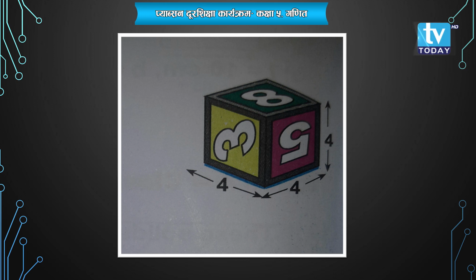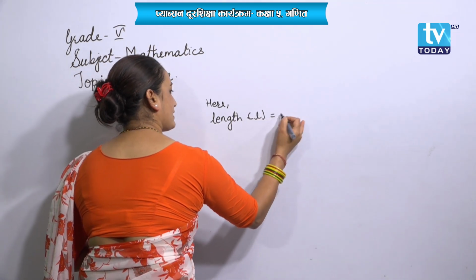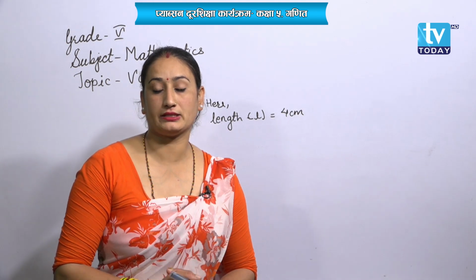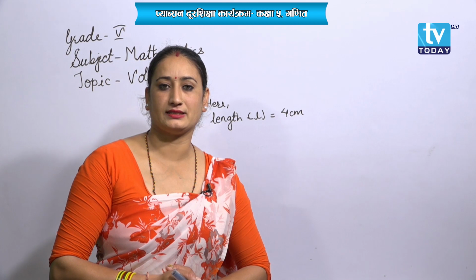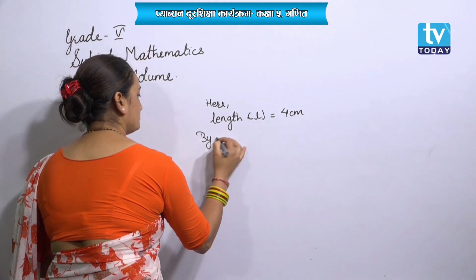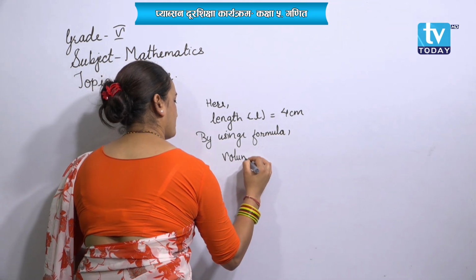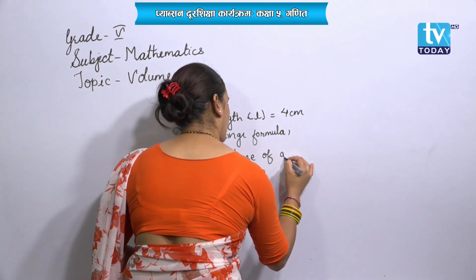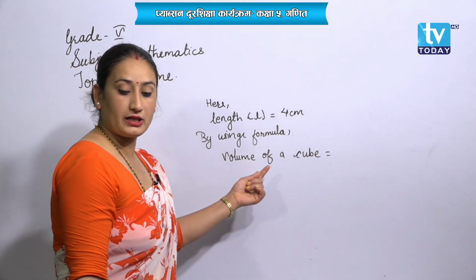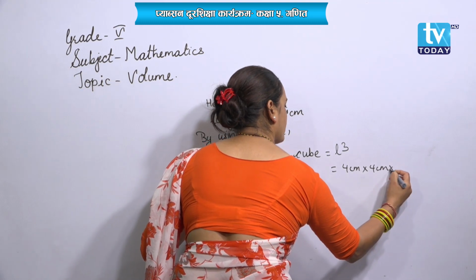So students, over here this one dice, one side length is 4 centimeter. Then write down here, length L is given as 4 centimeter. Now we have already derived the formula for the volume of a cube, right? Can you say it in a loud voice? Okay, I heard it. That is volume of a cube equals L cube. So you can easily write it here using the formula. Volume of a cube, or we can say volume of a dice, equals L cube. That means 4 centimeter into 4 centimeter into 4 centimeter.